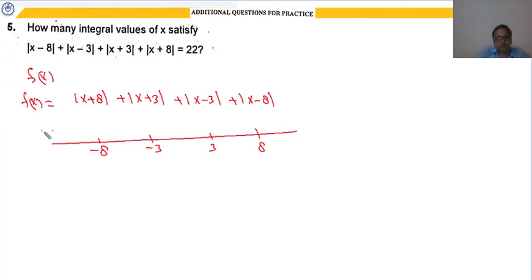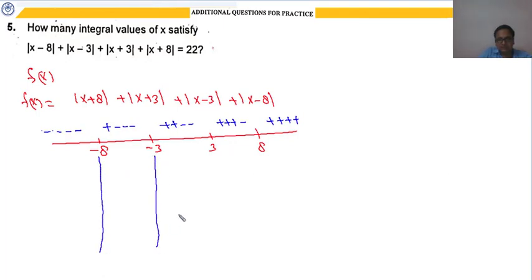So we got all the 4 as negative. When x is greater than or equal to minus 8 but less than minus 3, the first becomes positive, the remaining 3 are negative. But when x is from minus 3 to 3, the first 2 are positive and the next negative. For 3 or more and less than 8, the first 3 mods are positive, the next negative, and for greater than or equal to 8, all the mods are positive. Let's try to figure out the equations in the respective regions.